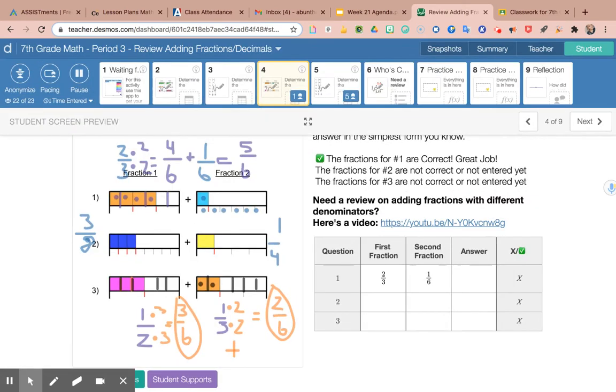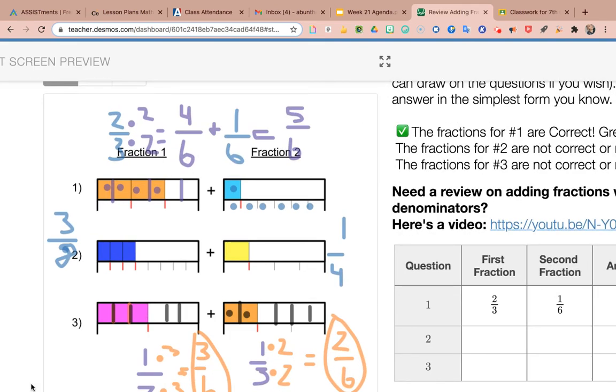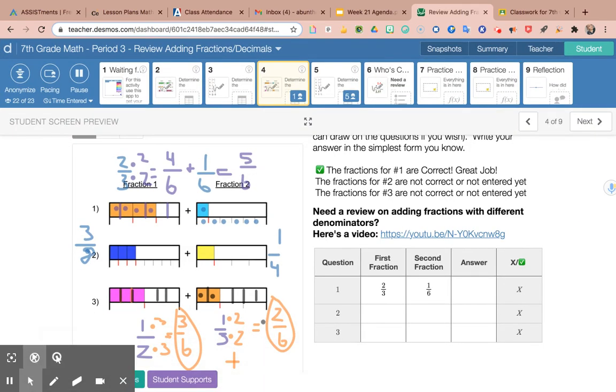So if you ever get stuck in finding a common denominator, you can always draw a picture. So I think that's really cool. So you'll finish this table. These are the fractions, the first fraction, second fraction, and then these are your answers when you add them. If you need a review again on finding the common denominator when they're different, there's a video.